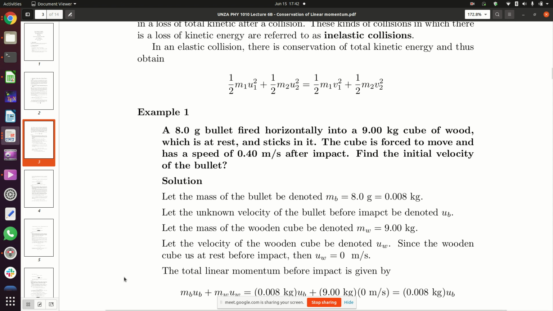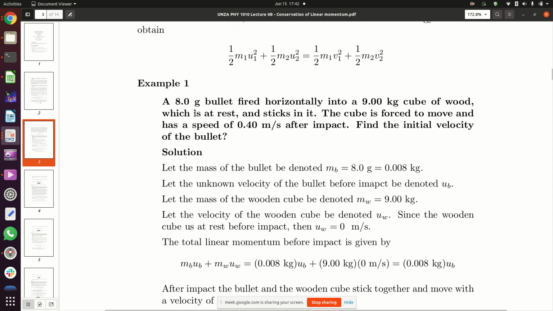Okay, so we have an example of a bullet. An 8-gram bullet is fired horizontally into a 9 kg cube of wood, which is at rest, and sticks into it. The cube is forced to move and has a speed of 0.4 meters per second after impact. Find the initial velocity of the bullet. So we're being asked to find the velocity of the bullet before it hit the wood.